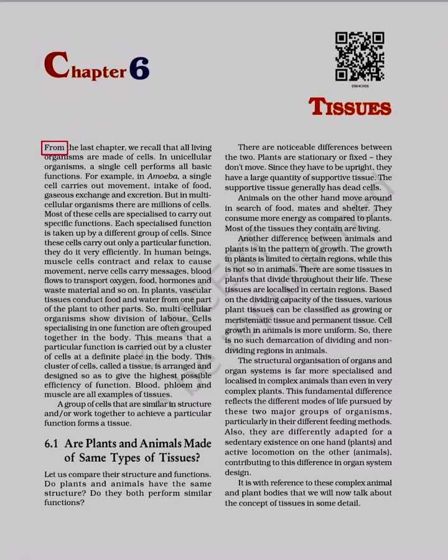Chapter 6. From the last chapter, we recall that all living organisms are made of cells. In unicellular organisms, a single cell performs all basic functions. For example, in amoeba, a single cell carries out movement, intake of food, gaseous exchange and excretion. But in multicellular organisms there are millions of cells. Most of these cells are specialized to carry out specific functions. Each specialized function is taken up by a different group of cells. Since these cells carry out only a particular function, they do it very efficiently.